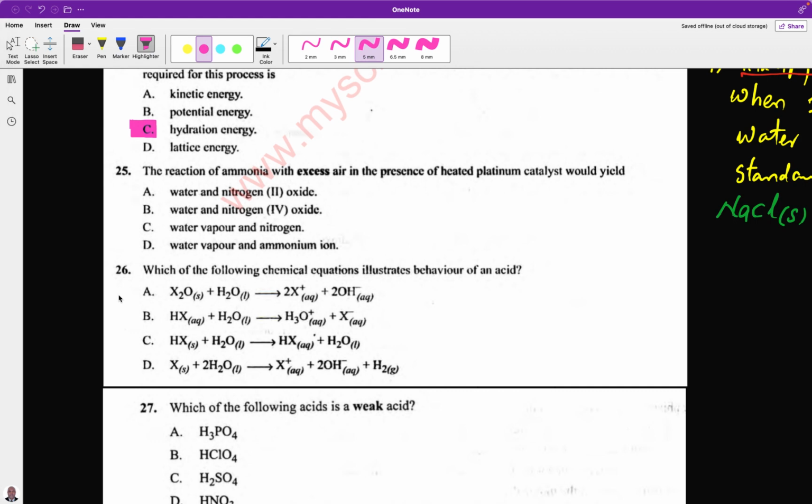The appropriate answer for the reaction of ammonia with excess air will be water and nitrogen 2 oxide, that is nitrogen monoxide. So for number 25, A is the right answer: water and nitrogen monoxide.